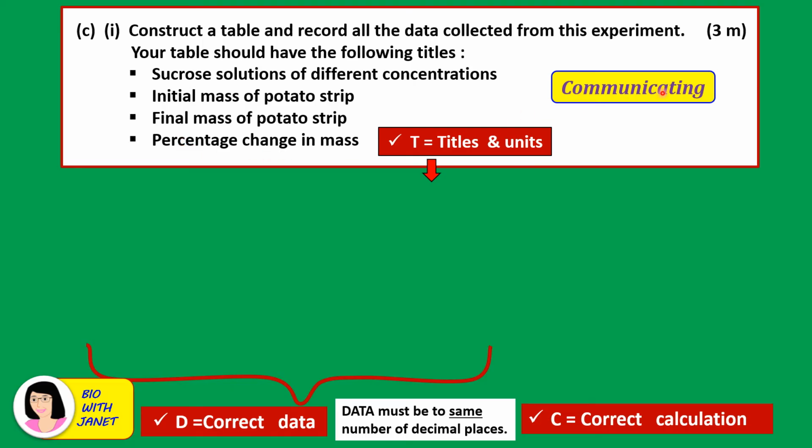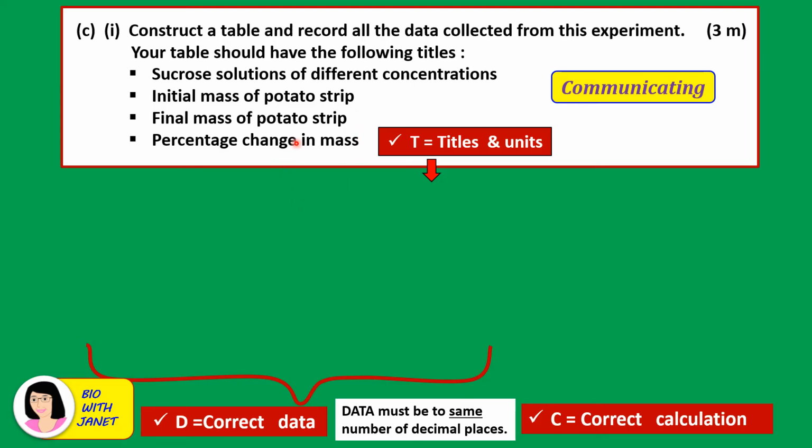So this tests the skill of communicating. First of all, looking at the titles that you have to write in your table, write down the units at the side here. Sucrose solutions of different concentrations: the unit is M, or mole per decimeter cube. Initial mass of potato strip is in grams, and final mass of potato strip is also in grams. Percentage change in mass is in percent. Write it all down here so that you don't forget to write it in the table.